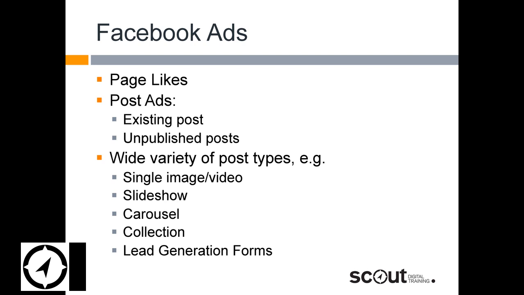So page likes, if you're looking to grow your community, you can run a page likes ad. With post ads, obviously you can do existing content. So that's all the organic content that you're pushing out, but you can also do unpublished posts as well. And there's a variety. It's not just single images. You can upload videos, you can have a carousel, slideshow. You can do collections.